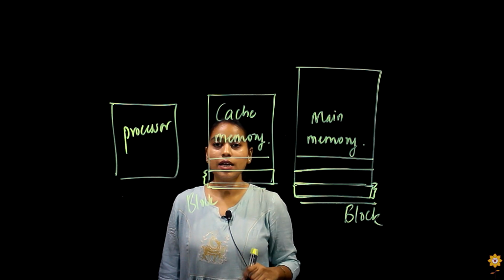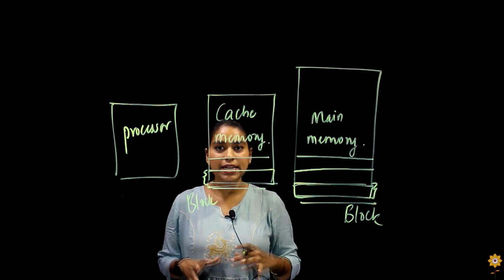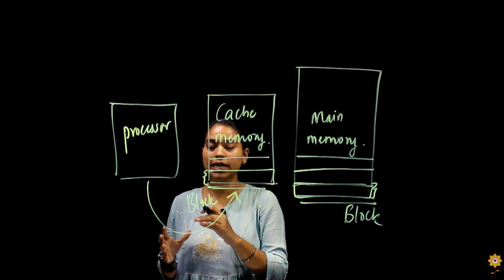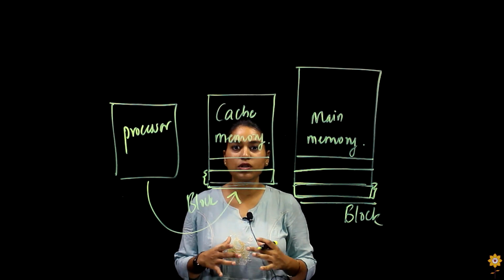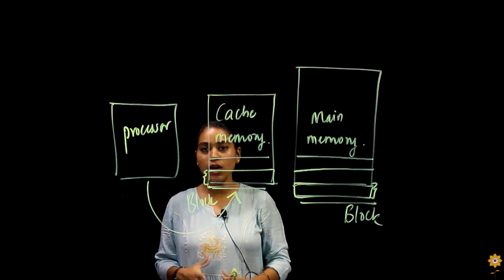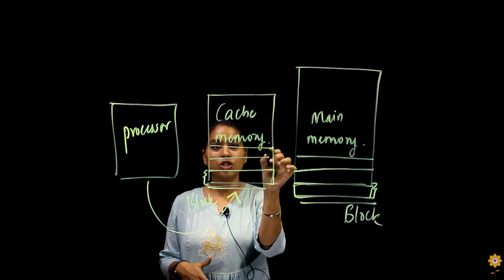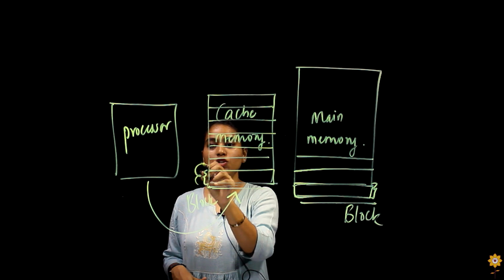Whenever a processor requires data, the first place that it checks for the data is inside the cache memory. Whenever data is required for any memory operation, a processor will always check for that data inside the cache memory and then it will keep on scanning each location. There are multiple locations, there are blocks inside, so it will be checking each block.